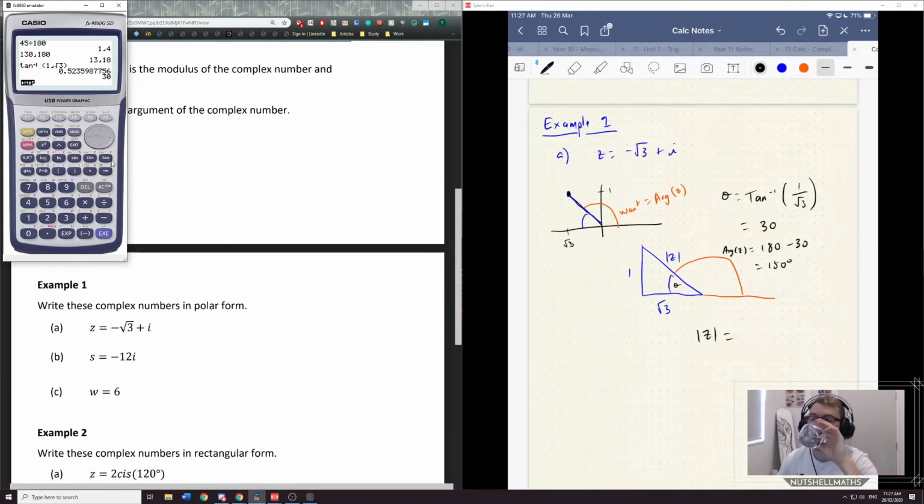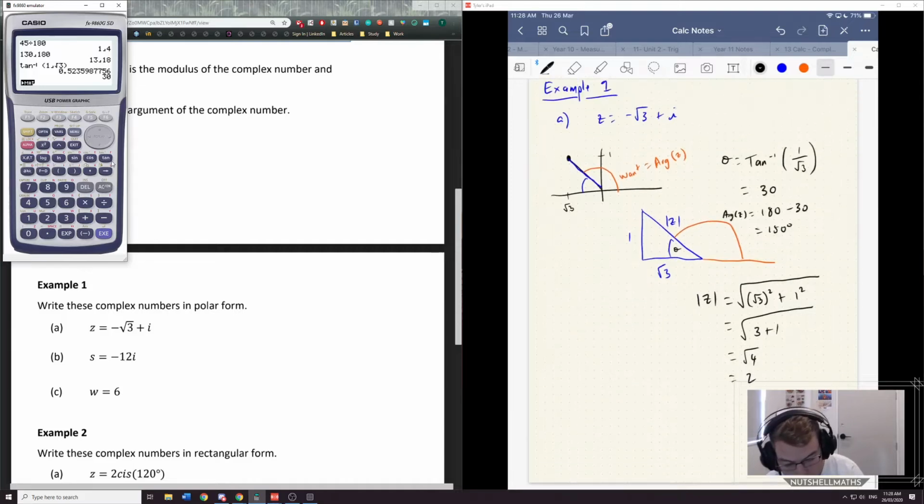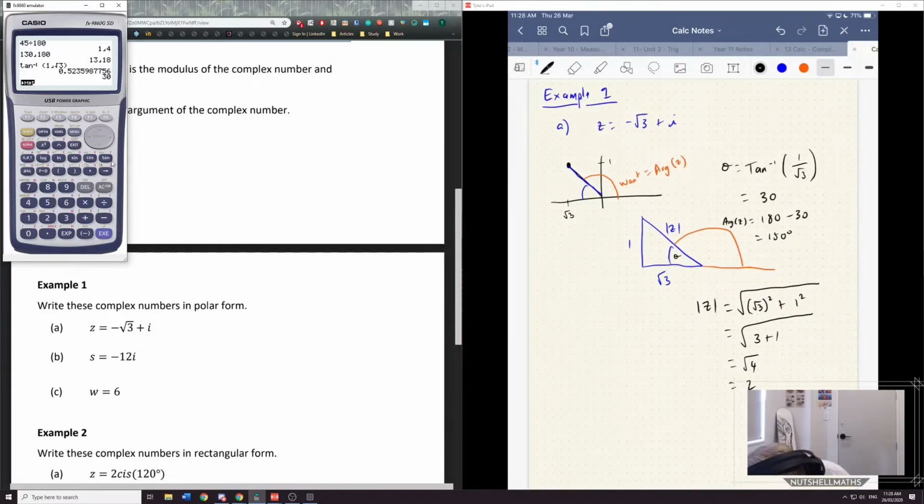Matt's there. The modulus of z, which I think is the easier one to calculate. It's the square root of these two squared, which in this case is the square root of 3 plus 1, which is root 4, which is 2. So now, remember our cis form, or our polar form. We have r cis argument. R is 2, cis, the argument is 150. And we've done the conversion, step by step.